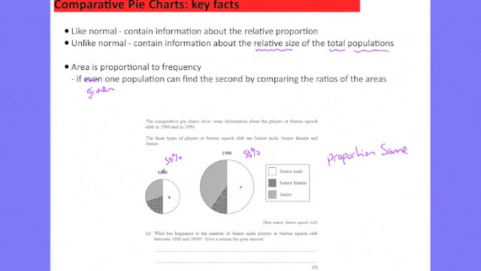However, we can see here that from 1980 to 1990, the number has increased, the size has increased because the area has become larger. So here, the proportion is exactly the same. 50% of the players at the squash club were males, but actually the size, the number of males now at the squash club has increased because the area has increased.